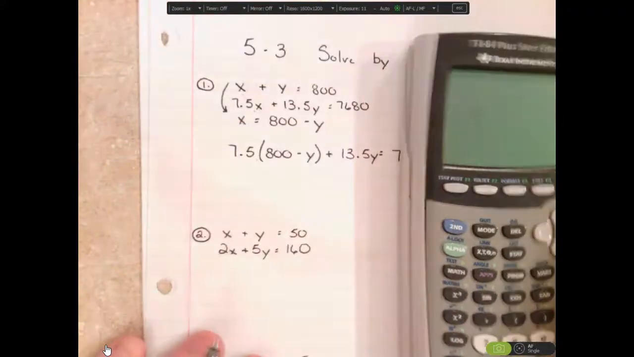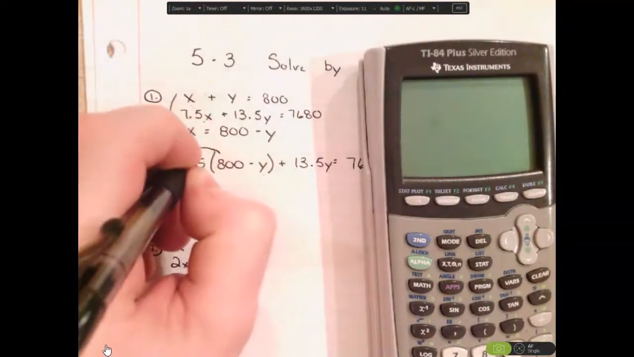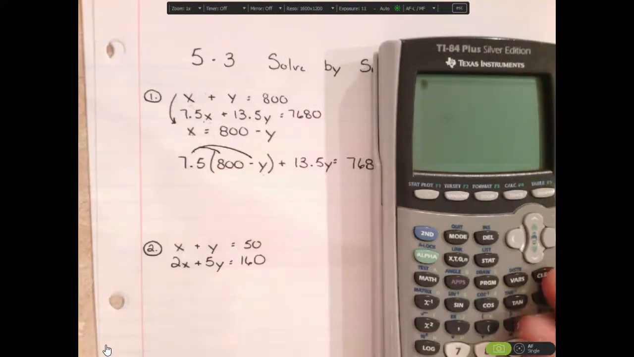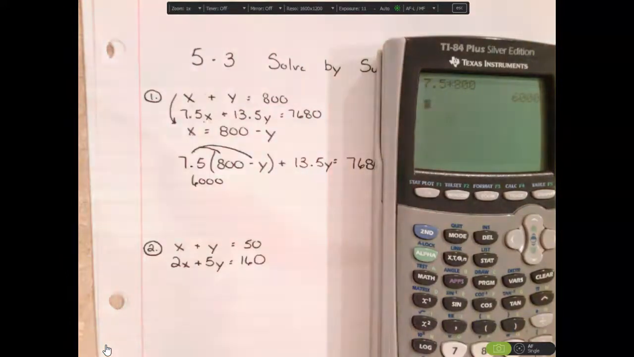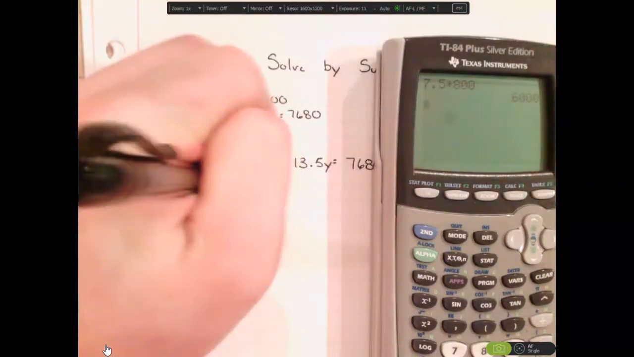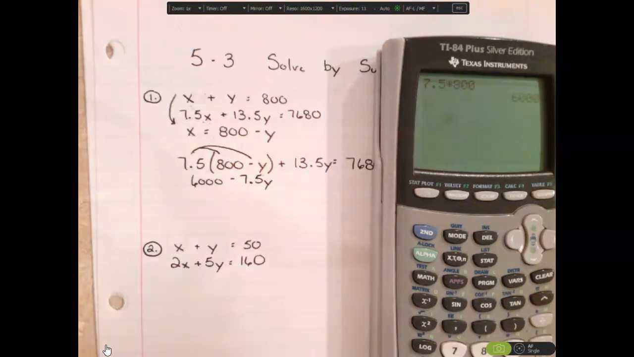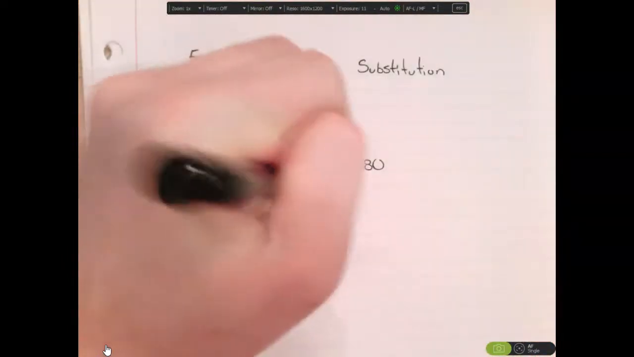Grab your calculators. So my first step is I'm going to distribute. So I'm going to distribute my 7.5 into my parentheses. So if we turn our calculators on, I can do 7.5 times 800. That equals 6,000. 7.5 times negative y. So I'm going to have negative 7.5y. And then because I don't have any parentheses anymore, I'm going to carry everything else straight down.